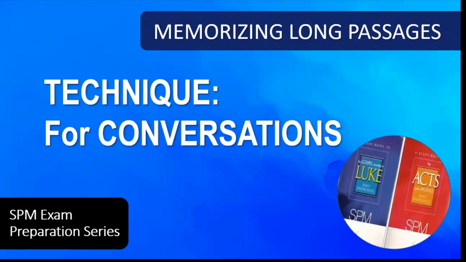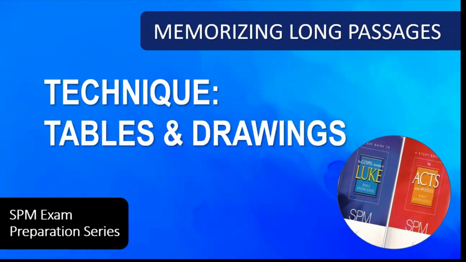The third technique is for passages that deal with conversations. There are a lot of stories where there are conversations between two persons. How then are you able to remember this more effectively? And the last technique is putting it into tables or drawings. Certain stories have so much information, with more than one person, in fact three persons and above, and you need to put all this into tables so that your brain can effectively memorize these stories.